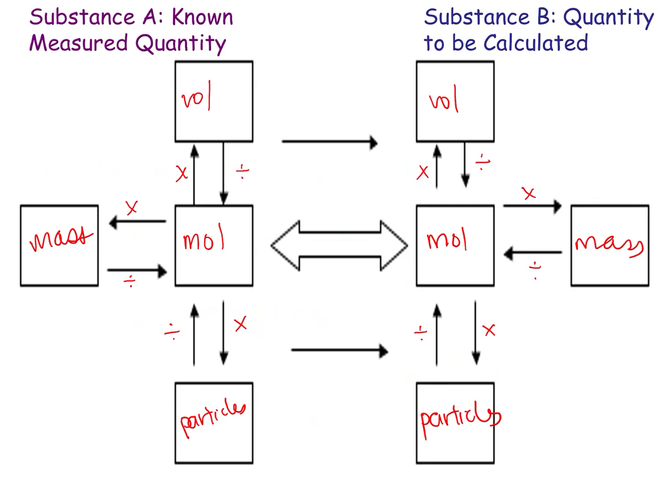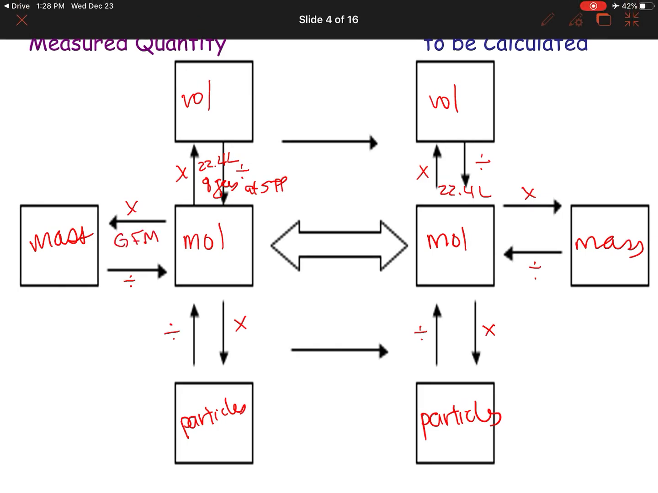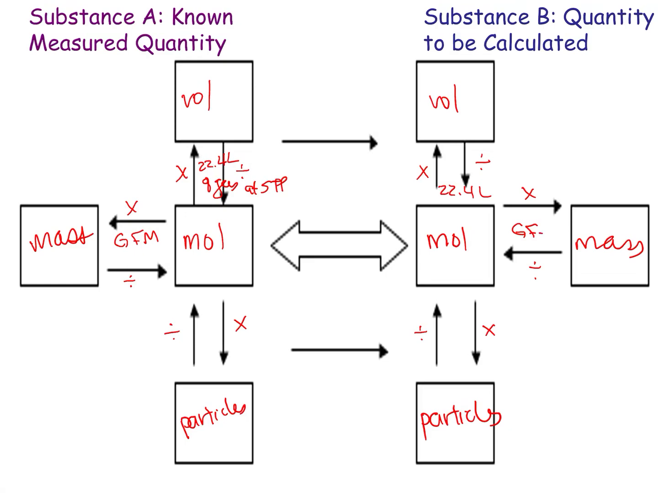Between moles and volume, this is 22.4 liters, remember? 22.4 liters of gas at STP. That's a lot of writing. You can just say 22.4. You know you need to have all those different properties. Between mass and mole, it's GFM, the gram formula mass. And between moles and particles, it's Avogadro's number, 6.02 times 10 to the 23rd.